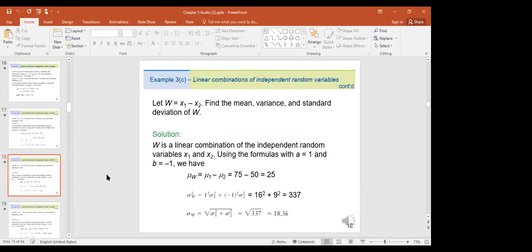Now let's think about W equals x1 minus x2 for the same values. The mean will be the difference, but the variance again will be the sum of the variances because -1 will be squared. And we will have the same standard deviation, even though there is a minus here, because the formula requires that you square the coefficients of the random variables.